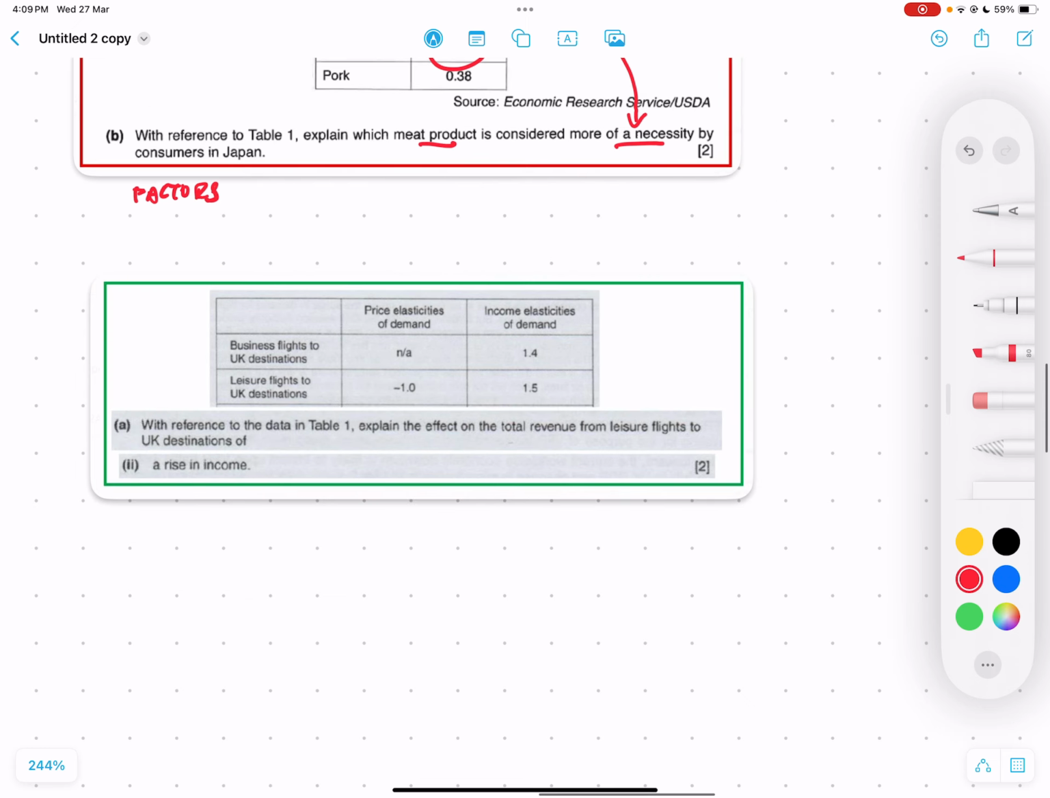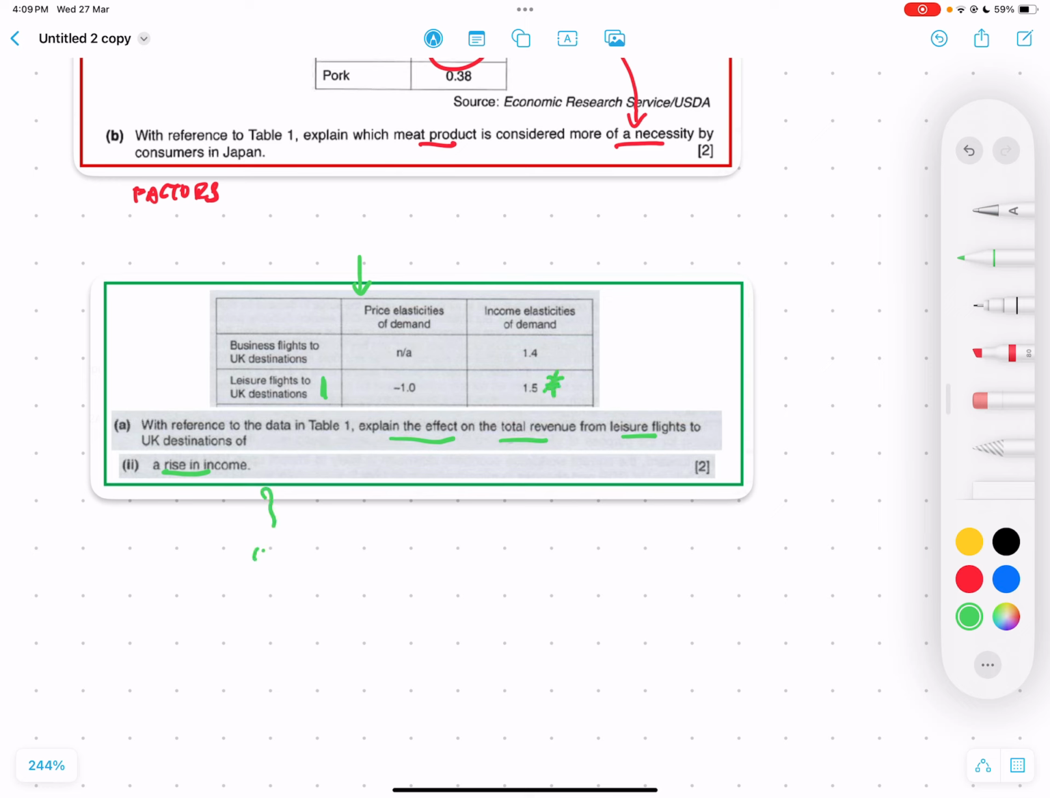Then the green color one asks you to explain the effect on total revenue from leisure flights when there's a rise in income. You will use table 1. This is table 1. Leisure flights to the UK is this, and the YED is this. So this is the value you need to look at.